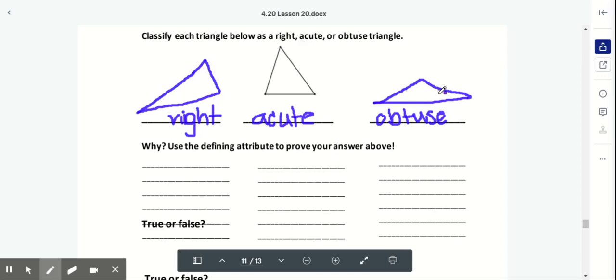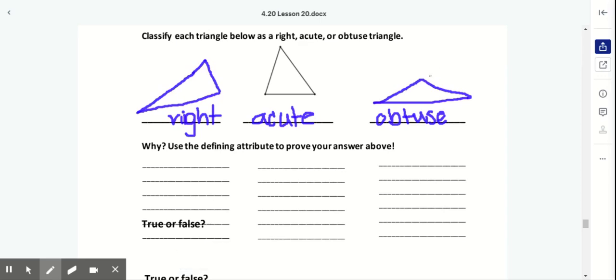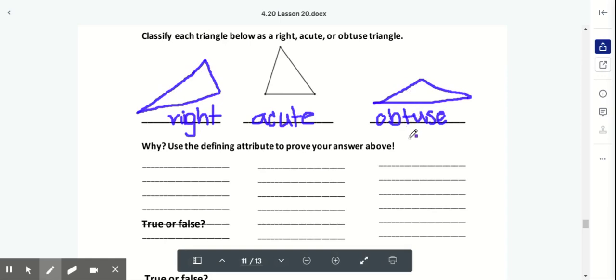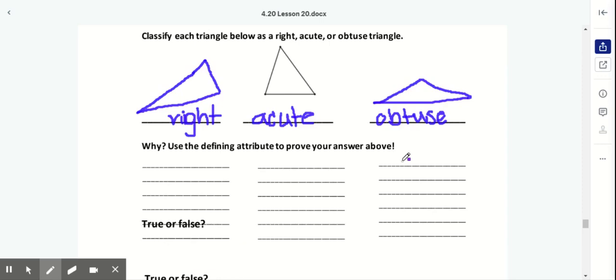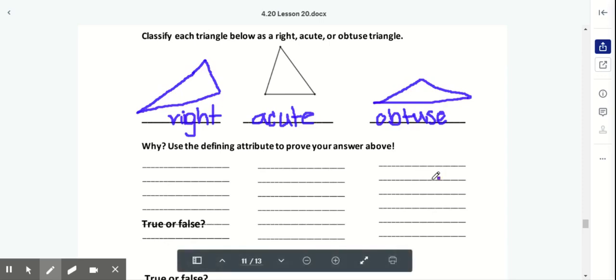Our next triangle, we see that it has two acute angles, which is true for every single triangle, and it has one angle that is larger than 90 degrees. That lets us know that it is an obtuse triangle, right? Because it has one obtuse angle and two acute angles. That should be written down below.